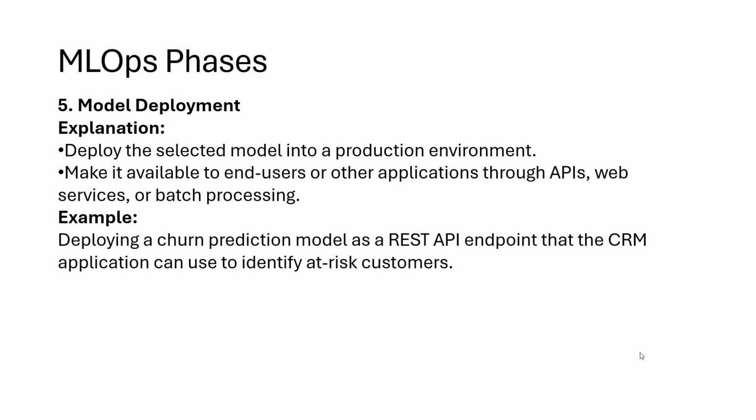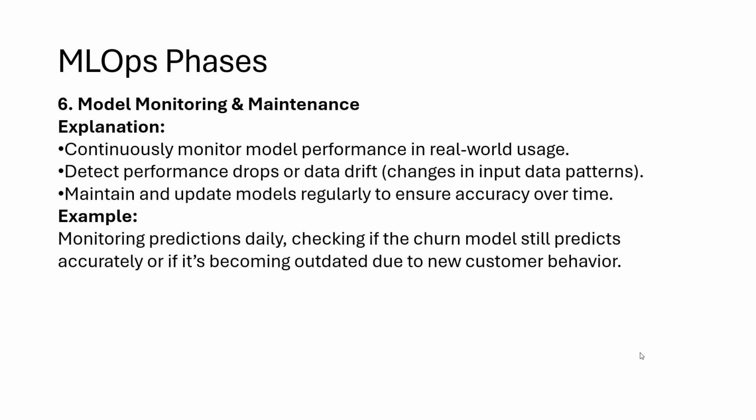customers. And the sixth one, model monitoring and maintenance, where you have a live model. Continuously monitor model performance in real world use, detect performance drops or data drift, which are changes in the input data patterns, and maintain and update the model regularly to ensure accuracy over time. Example, monitoring predictions daily, checking if the churn model still predicts accurately or if it is becoming outdated due to new customer behavior.